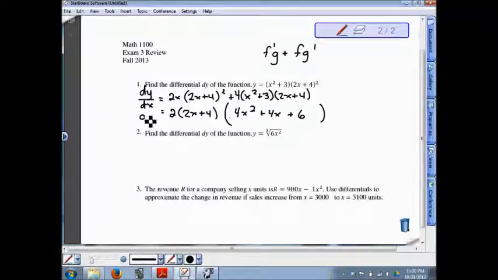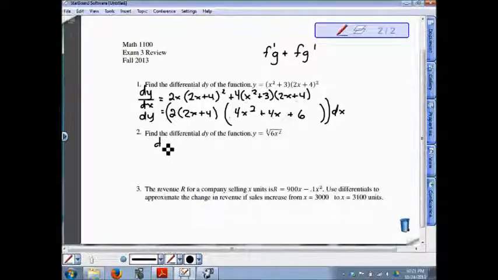Now, this is dy/dx. The differential then would just be multiplying both sides by dx. So dy is equal to 2 times 2x plus 4 times 4x squared. Actually, I think we're going to run out of room. Let's just do it this way. There we go. Multiply both sides by dx to isolate dy.